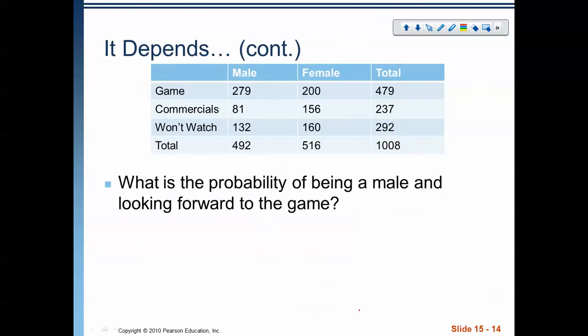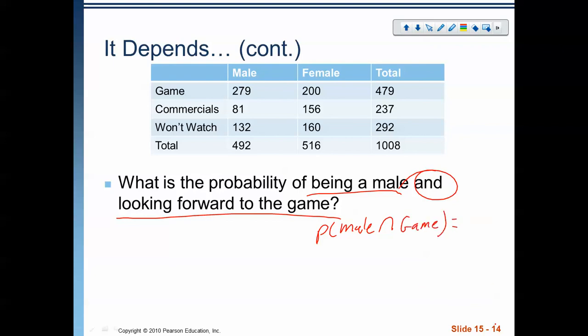What is the probability of being a male and looking forward to the game? Okay, so notice there's a little bit more to this one. It says being a male, and then it uses the word and, right? That's a key word right there. And looking forward to the game. So what are we looking for here? We're looking for P of male and game. So what's the probability that you are male and you are interested in the game?